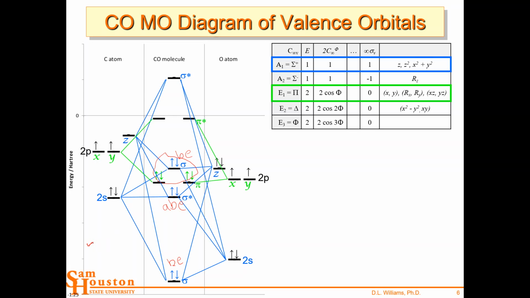Okay, so bond order looks like it's going to be 2, 4, 6, so 8 minus 2 over 2. So 6 over 2 is 3. So it looks like this would give us a triple bond for carbon monoxide.